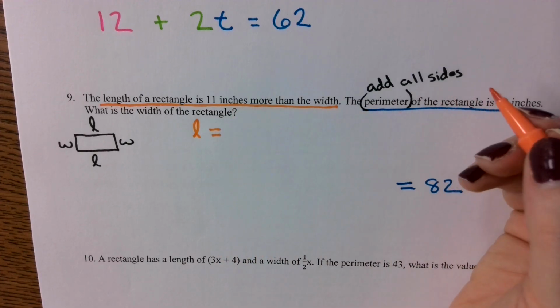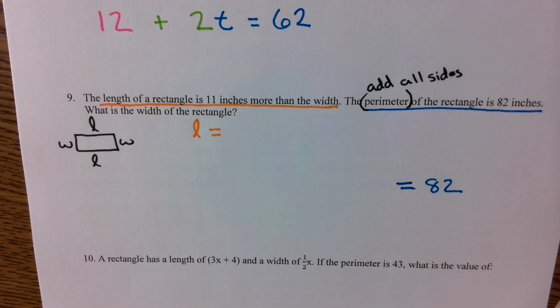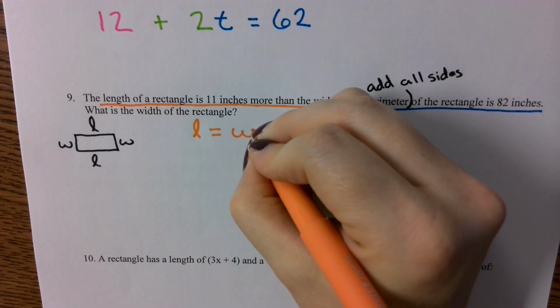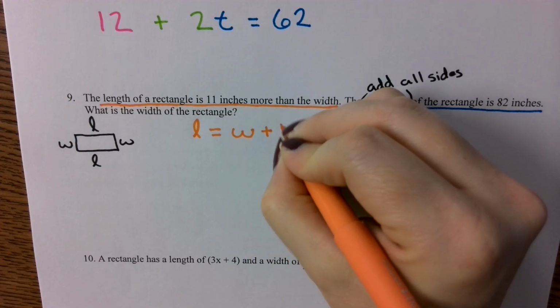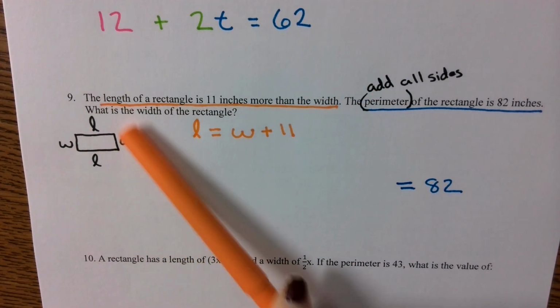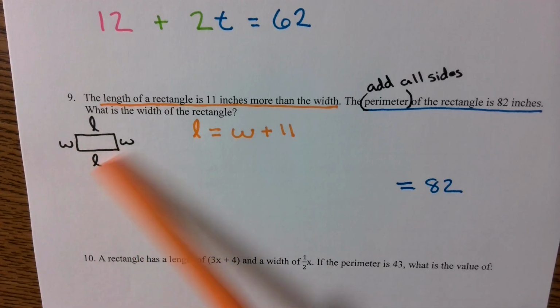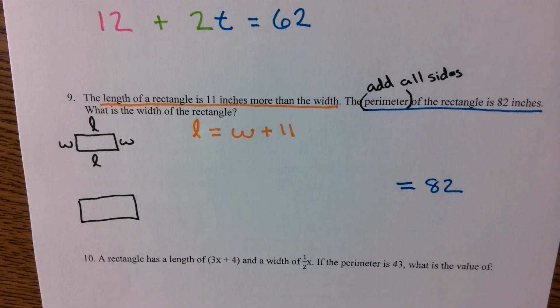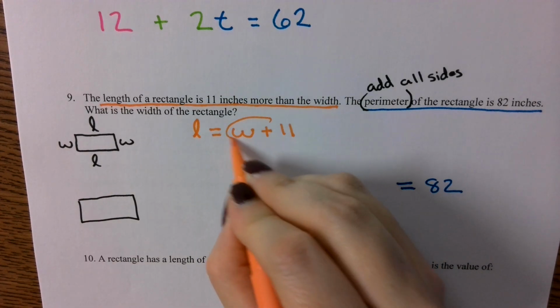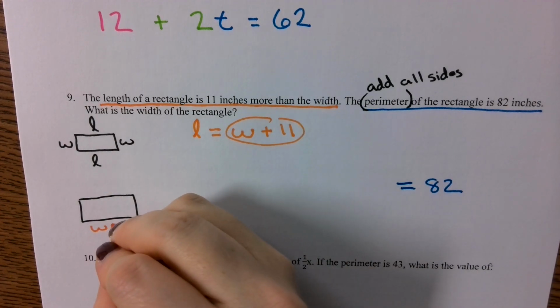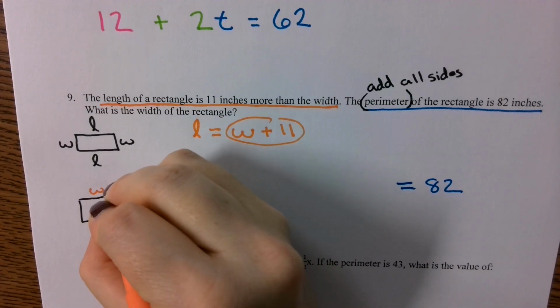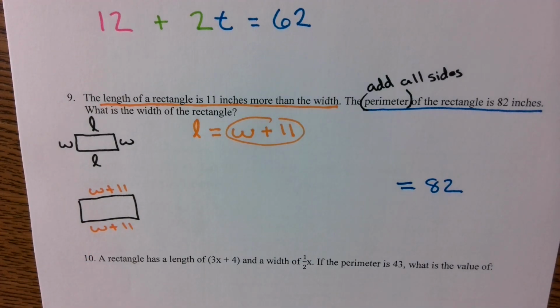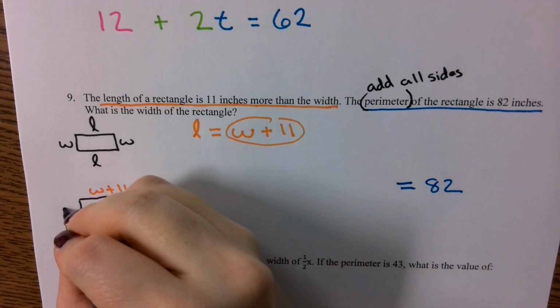What does more than mean? Adding, right? So it means we're taking the width and we are adding 11. So here, where I see my rectangle, where I've got those lengths measurements, instead of having the length there, I would then replace it with this. W plus 11 and W plus 11. And on the other side, I would just have W's.